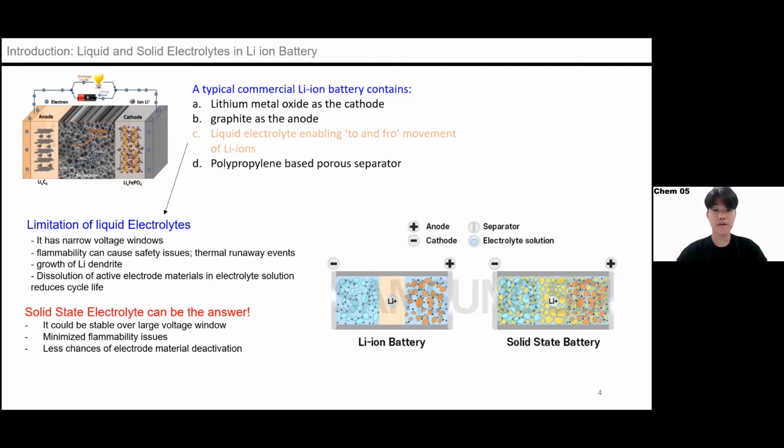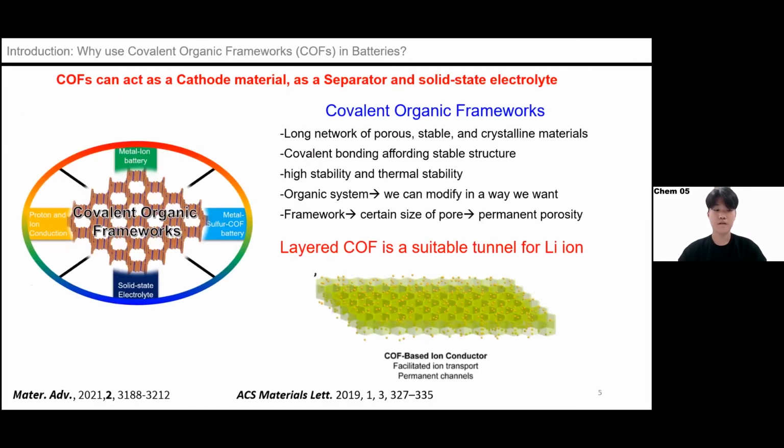Therefore, we have to replace liquid electrolyte with the solid-state electrolyte. Solid-state electrolyte can be stable over a large voltage window and minimize the flammability issue. Also, there is less chance of electrode material deactivation. For the solid-state electrolyte, we can use COF. COFs also can act as a cathode material and as a separator.